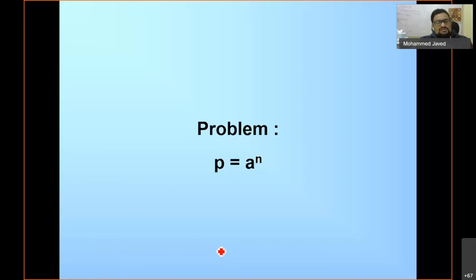So what is the time complexity of the simplest approach? It is O of n, right? You have to repeat n multiplications for a. Now the question here is, can we design a much better algorithm where the time complexity is less than O of n? Here the issue is to get the time complexity less than O of n.